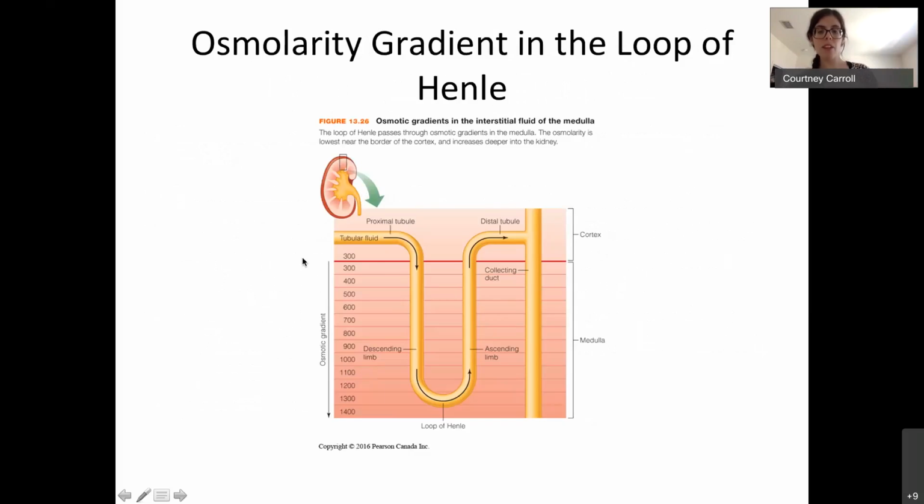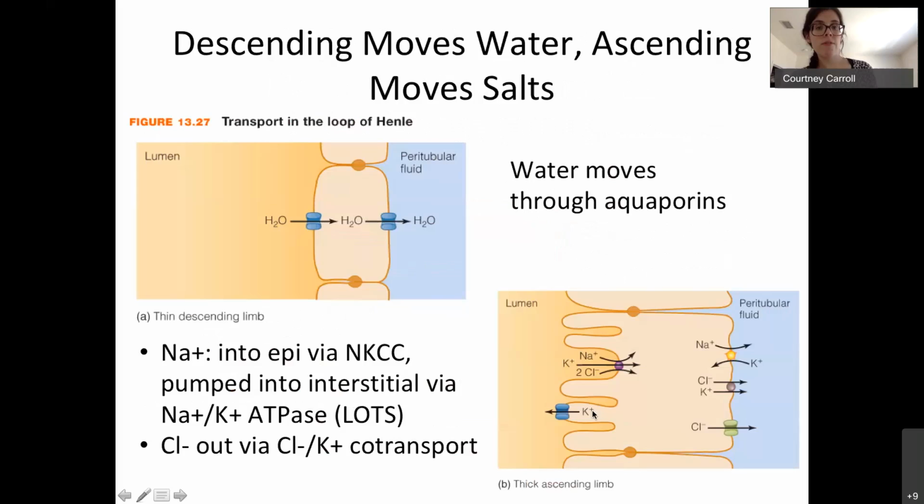Okay, this is what that looks like. Again, up here at the top in the proximal distal tubule, we're at blood osmolarity, around 300 milliosmoles. And as we go down, as we go deeper, we get saltier and saltier and saltier. The descending limb moves water. So this is showing that in the descending limb, we've got aquaporins, and water is going to move. And the ascending limb moves salt.